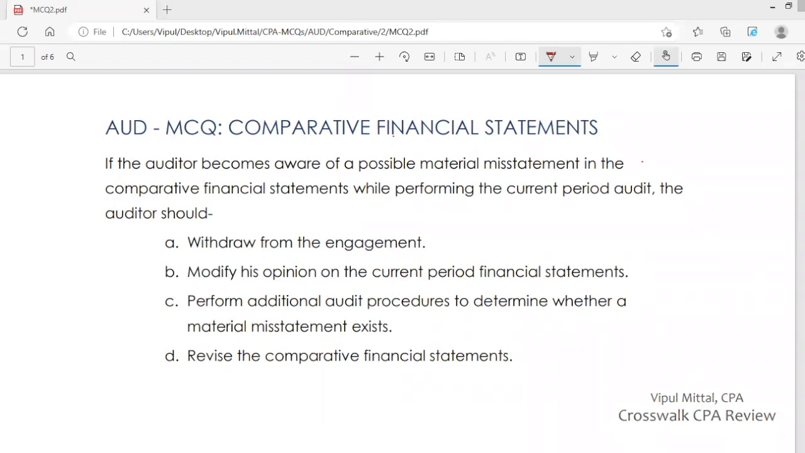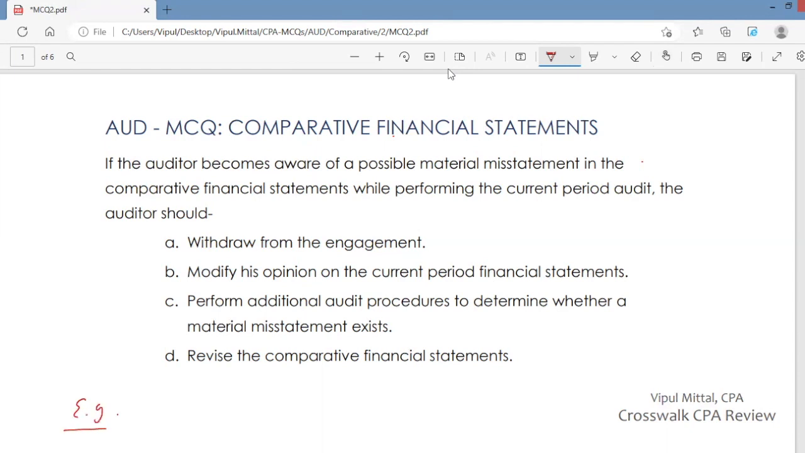Now, what are comparative financial statements? Comparative financial statements are a complete set of financial statements for one or more prior periods, presented for comparison with current period financial statements.